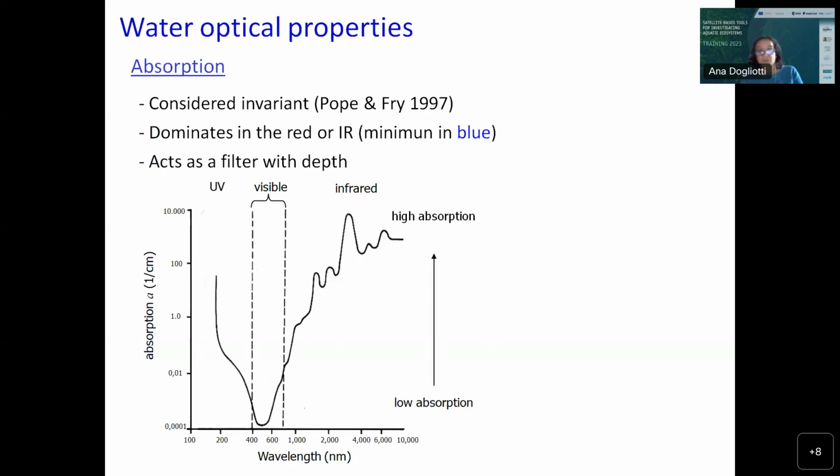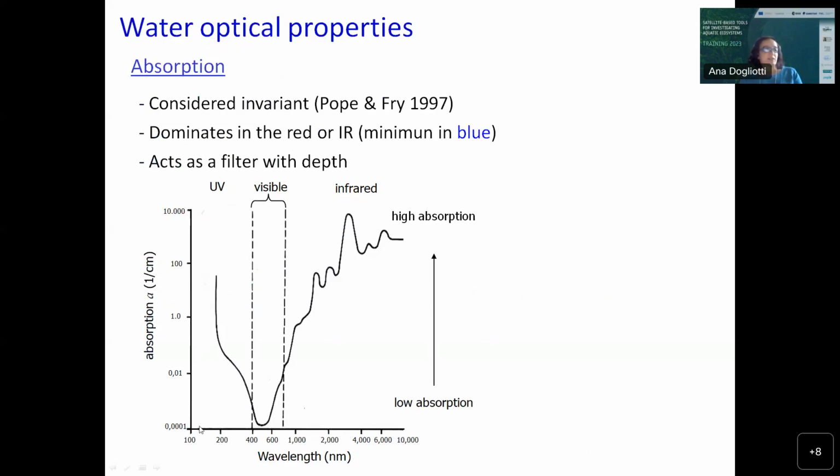So we start with the water optical properties. I more or less showed you before, but I will go into a bit more detail. Basically, the absorption of the water body is generally considered invariant. So it's tabulated, and you can find it in different references. Basically, it dominates in the red and infrared, and is minimum in the blue.